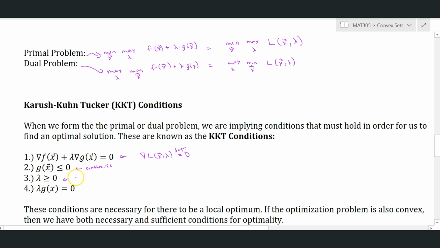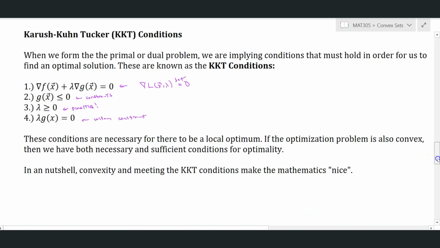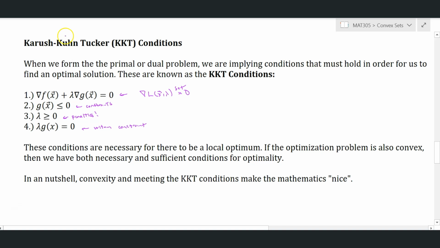Also, all of these lambdas we want them to be greater than or equal to 0 because we want to create penalties, right? We want the penalties to be big. We don't want to decrease the penalty by using negative lambdas. And then also we want lambda times g of x to equal 0. And this means that we are within the constraint boundaries, okay? Because in that case, we don't want to impose a penalty. And these are called the Karush-Kuhn-Tucker conditions, or for short, everybody just calls them KKT conditions. So no need to remember these names, Karush, Kuhn and Tucker. We call them the KKT conditions.